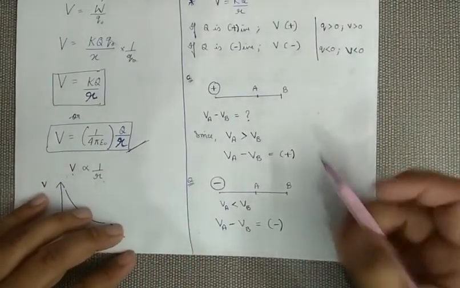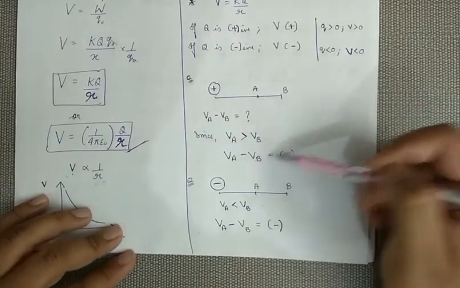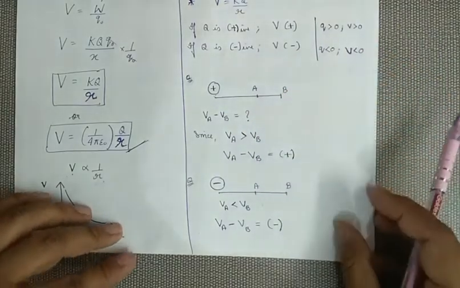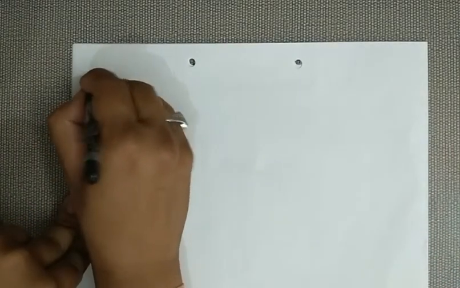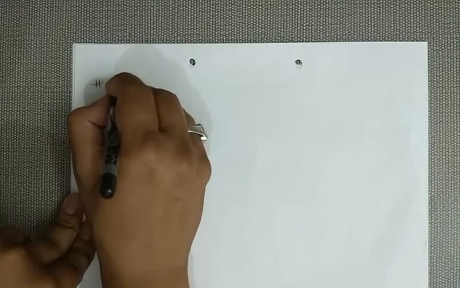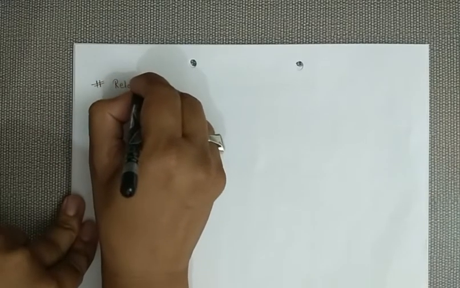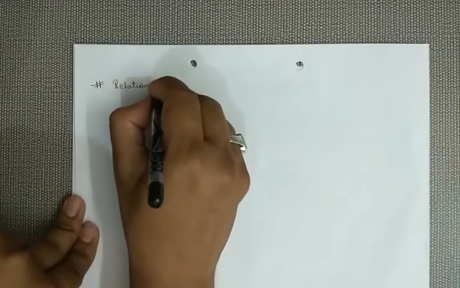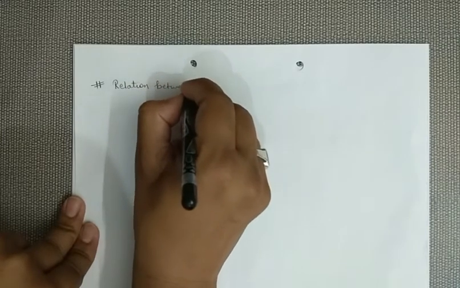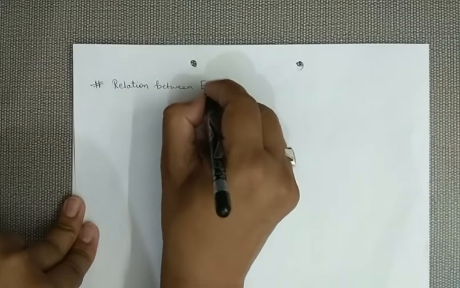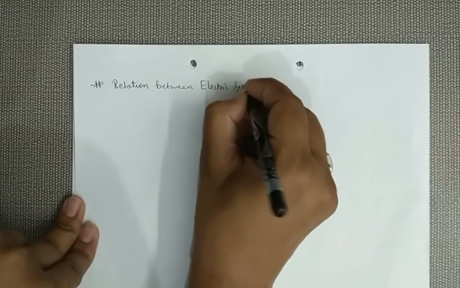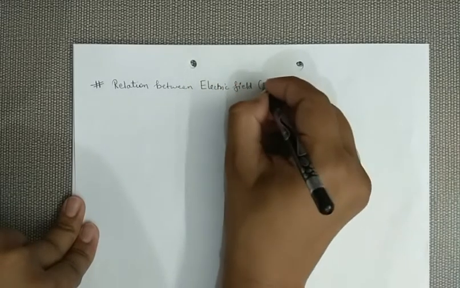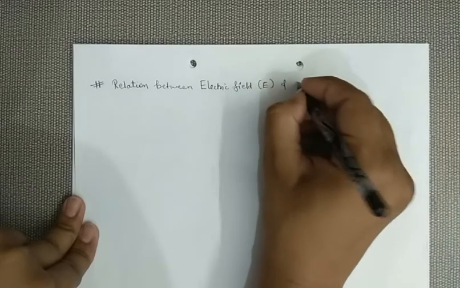So just go through this. That means the potential basically depends on the polarity of charge. So let's move to the next topic. Our next topic is we have to find a relation. And this time we are finding a relation between electric field, if you remember, that is E, and electric potential.